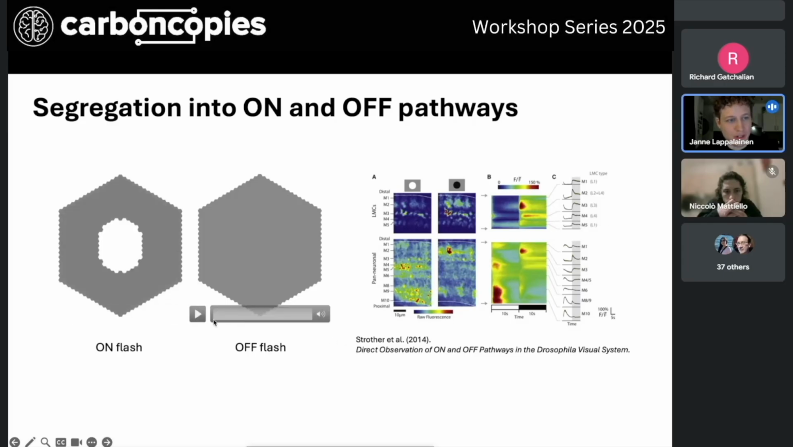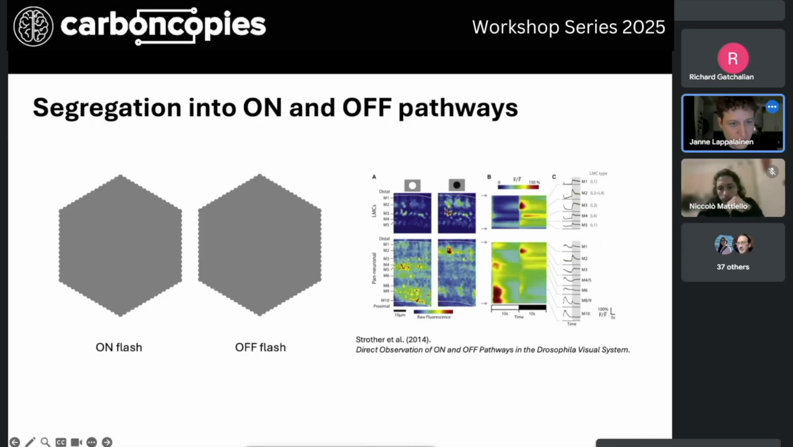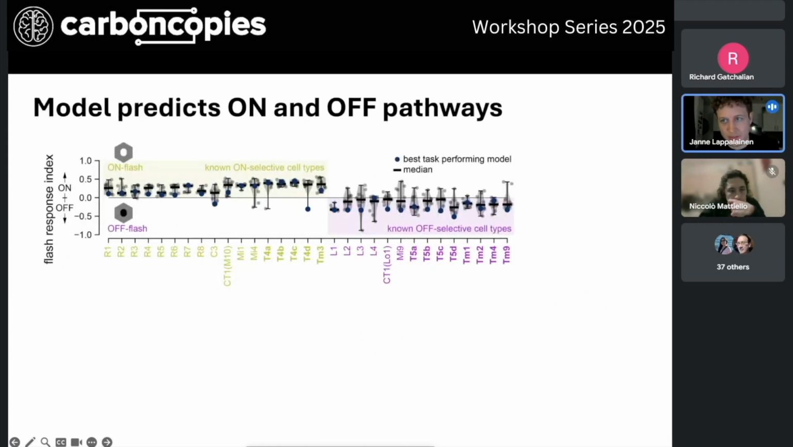And then we can also render such flashes and show them to our model. And if we now basically predicted the correct computation and the segregation, then our model would also predict these depolarizations correctly. Okay, and this is in fact what we actually see.